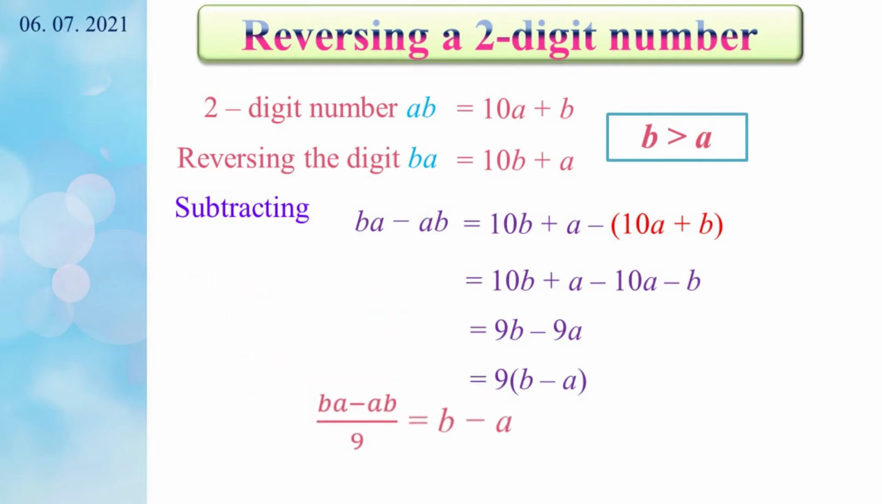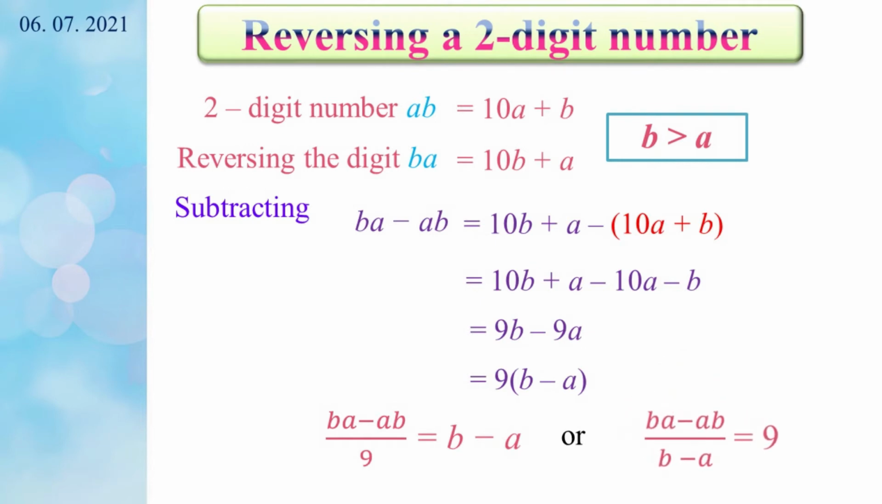Now we have to write BA minus AB is divisible by 9. BA minus AB is divisible by 9. The quotient is B minus A, or BA minus AB is divided by B minus A. The quotient is 9.